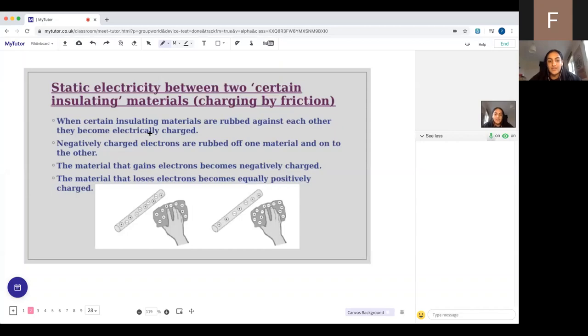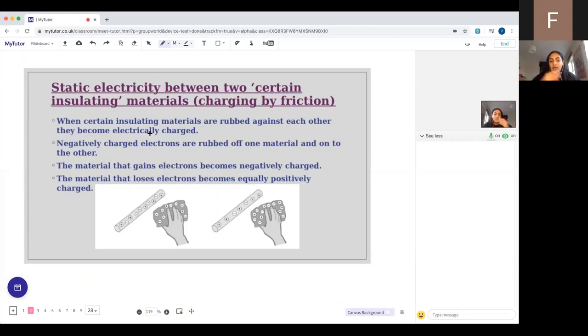Now, negatively charged electrons, so I'm sure you've heard of an electron, which is a small unit of negative charge. When we rub materials together, those electrons are rubbed off of one material and transferred onto the other. Okay, so when we have this rubbing of materials, the electrons transfer from one material to the other.